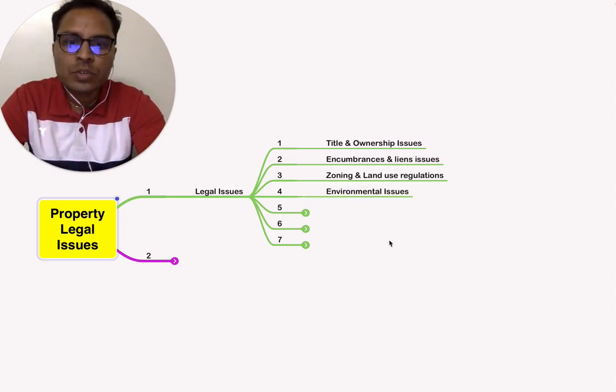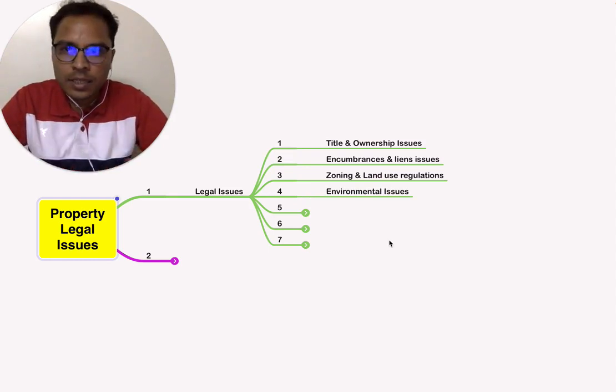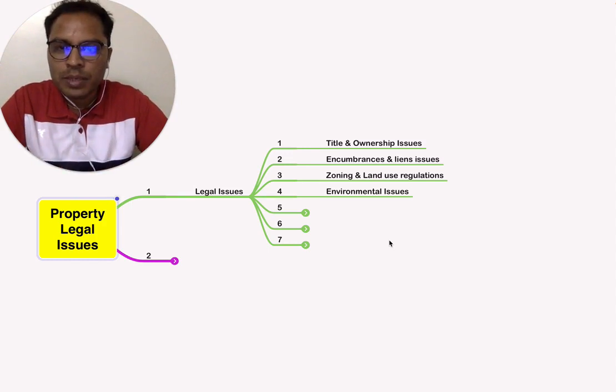And fourth issue, environmental issue. Suppose you buy a plot thinking that it is in a residential zone, but afterwards it turns out this property is close to a contaminated zone, or polluted zone, or pharmaceutical zone, etc. So this kind of issue arises if you do not know about these environmental issues.